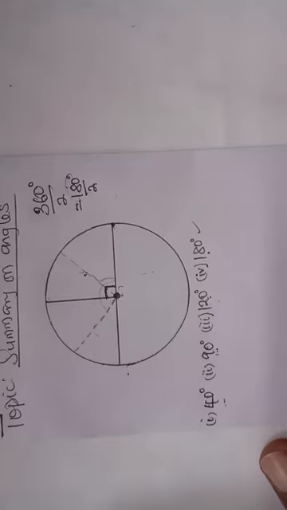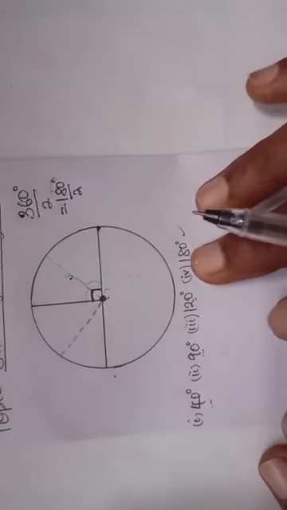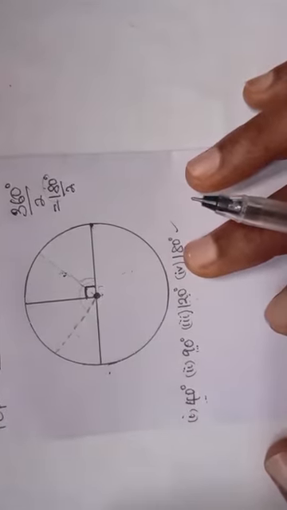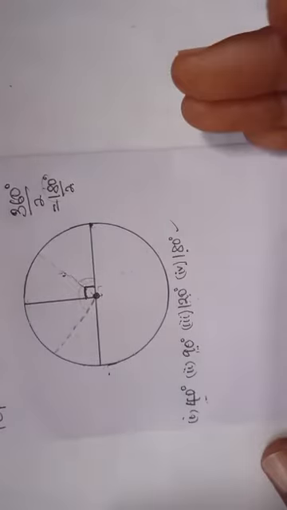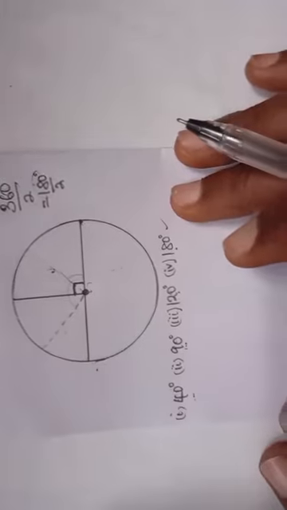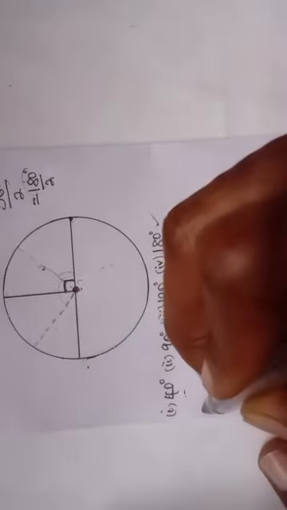Okay, let's proceed. Now the second one says, state the range of degrees for an acute angle, and the second one, obtuse angle. State the range of degrees, the minimum and the maximum. What lies between minimum and maximum? Okay, good. The second one, which is B.